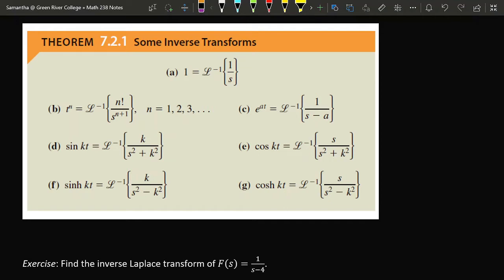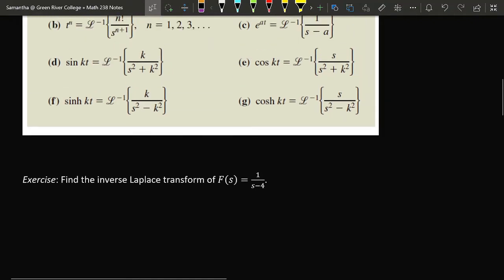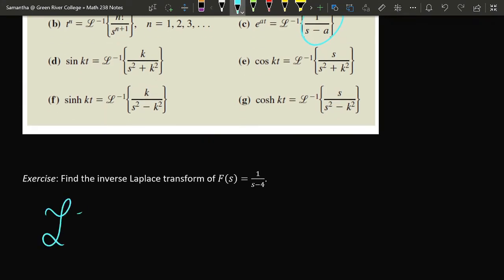So let's practice using the table to undo the Laplace transform on, for example, F of s is equal to 1 divided by s minus 4. This has a format 1 over s minus number that's very similar to the entry labeled C in my table. If I want to find the inverse Laplace transform of 1 divided by s minus number, the table says take e and raise it to the power the subtracted number multiplied by t.